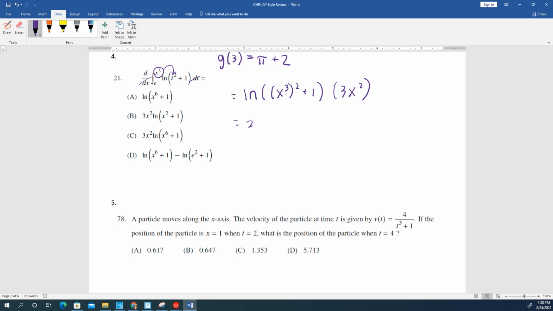Okay, so looking at my options here, I see I have the 3x squared. So I'm looking at these two options. And then I obviously have x to the 6th there. Oop, I almost forgot natural log. Natural log x to the 6th plus 1. C. Is that right? Yes, C.